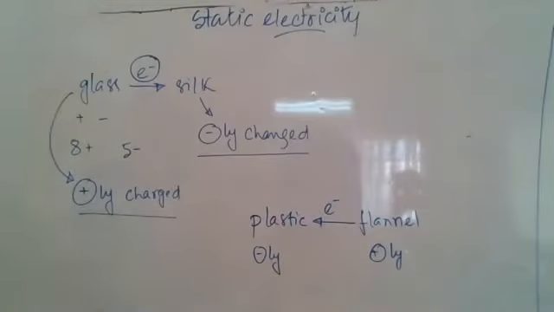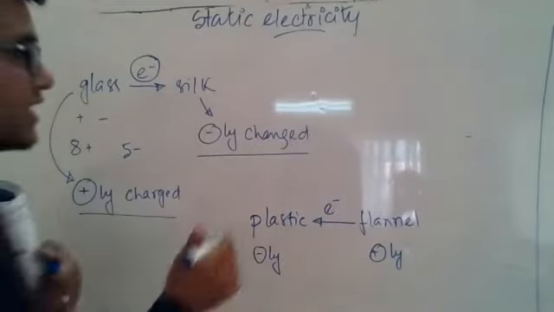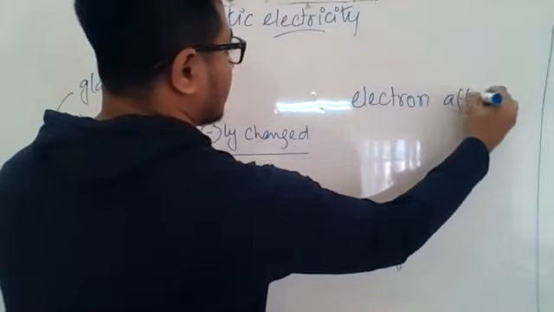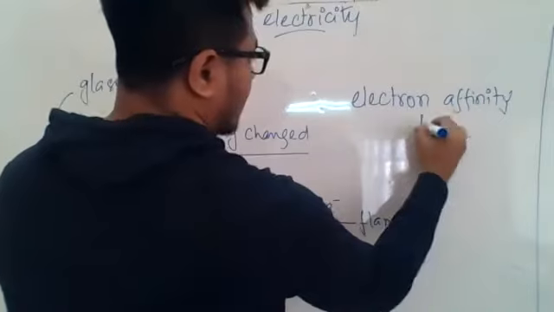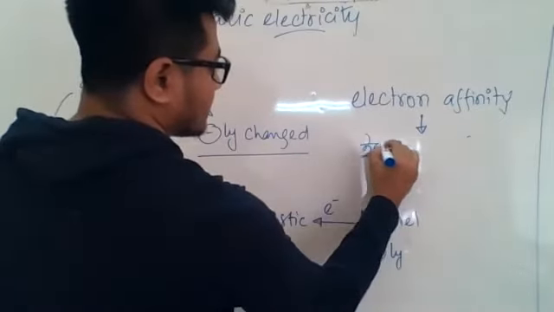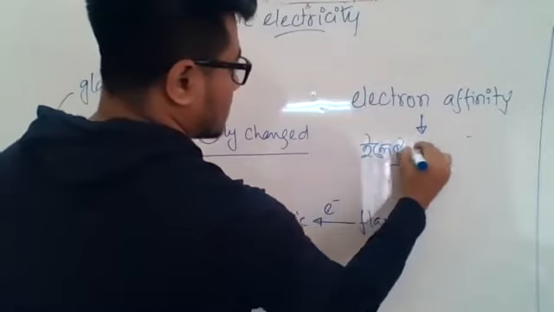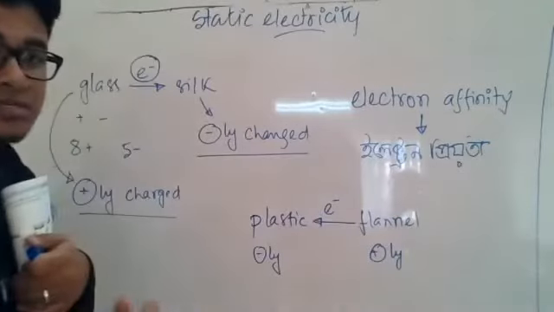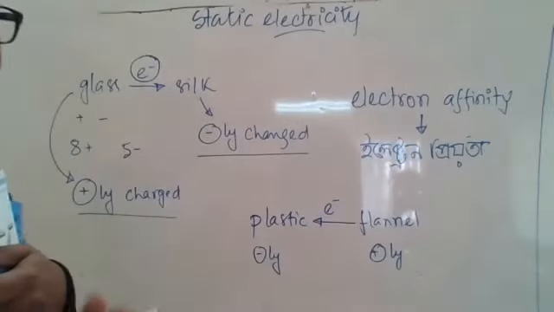Now, all of you might be having this question in your mind: how can we know which one will become positively charged and which one will become negatively charged? What are the factors that decide that this one will become positive and this one will become negative? The deciding factor is electron affinity. In Bangla, if I mention it for you, it is electron priyota.